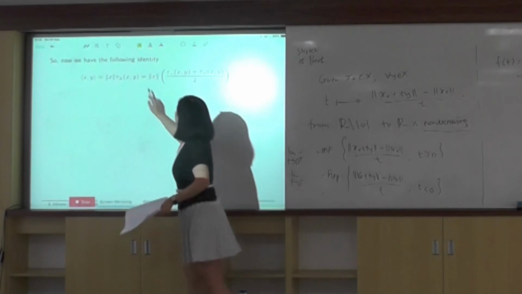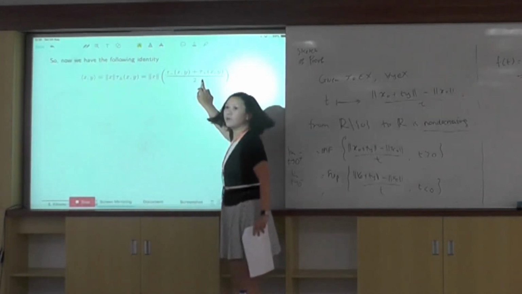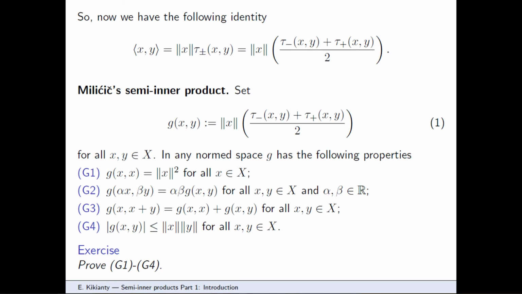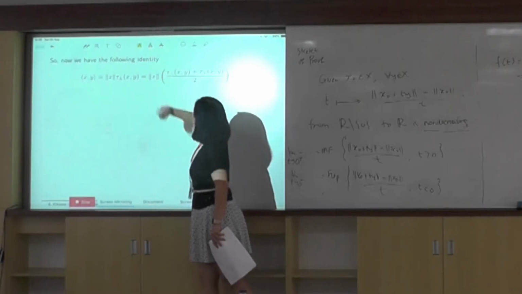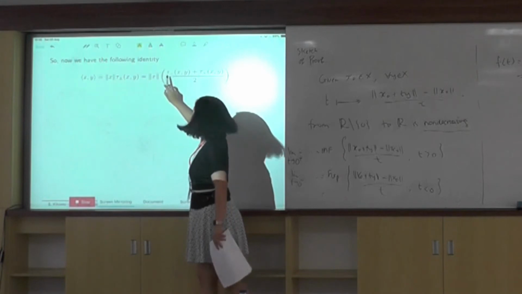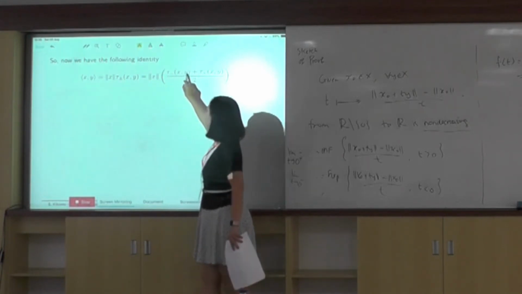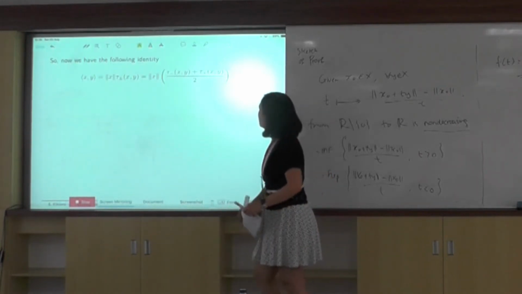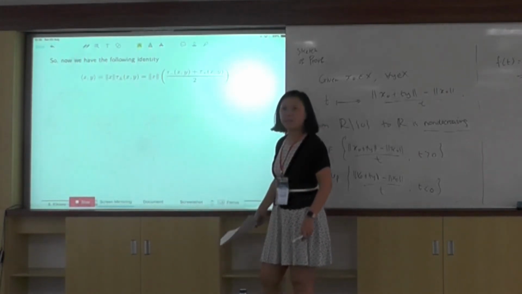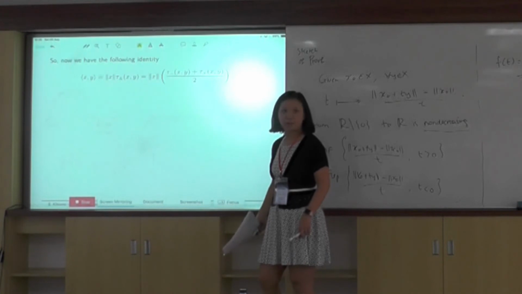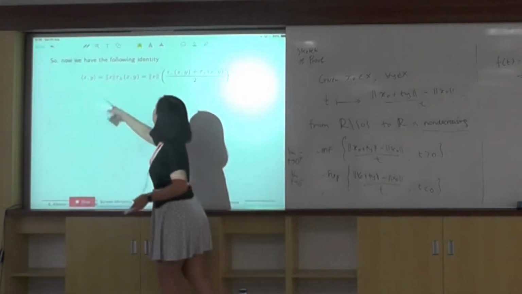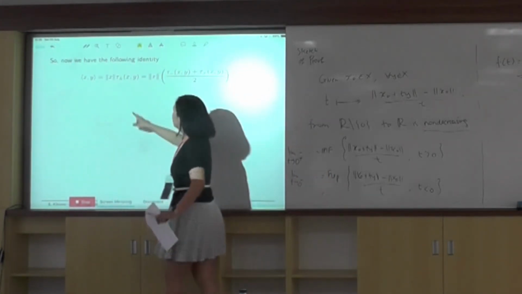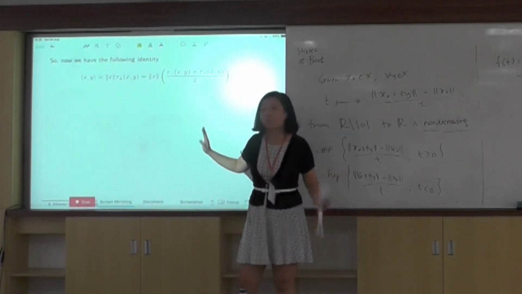In the inner product space case, they're the same thing, right? In an inner product space, this is true: tau negative xy equals tau positive xy, that is, their sum divided by 2. Okay, so this will serve as the idea of how to construct a semi-inner product. So you get the inner product by doing this, and the idea for a semi-inner product will be almost the same.